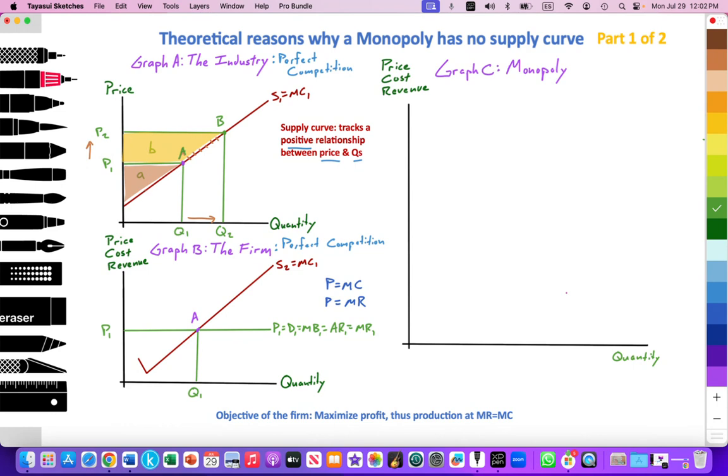They get more producer surplus and in addition, more total revenue. The initial total revenue is equal to P1 times Q1, and then it increases to total revenue 2, which is equal to a higher price of P2 times more output at Q2. So more total revenue, and in addition, more producer surplus.